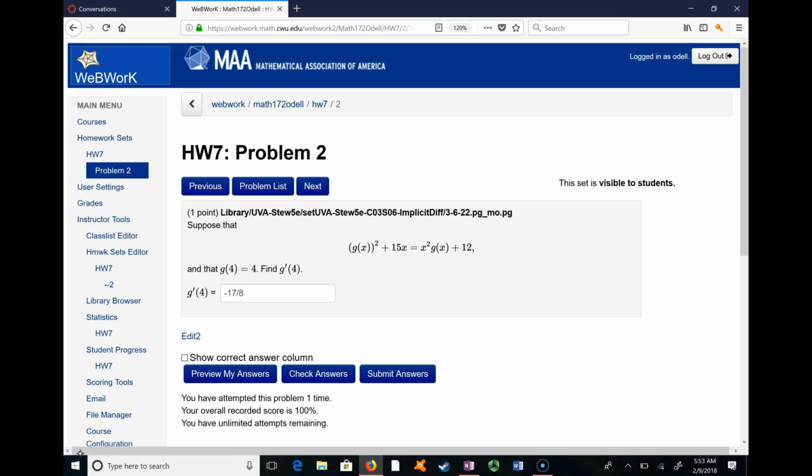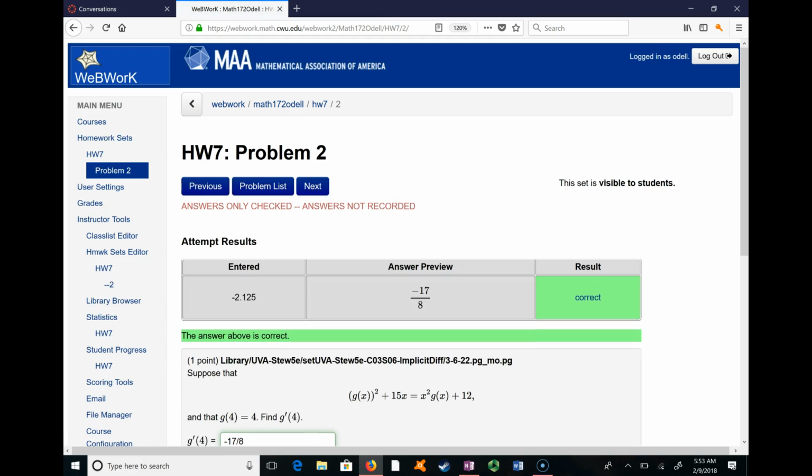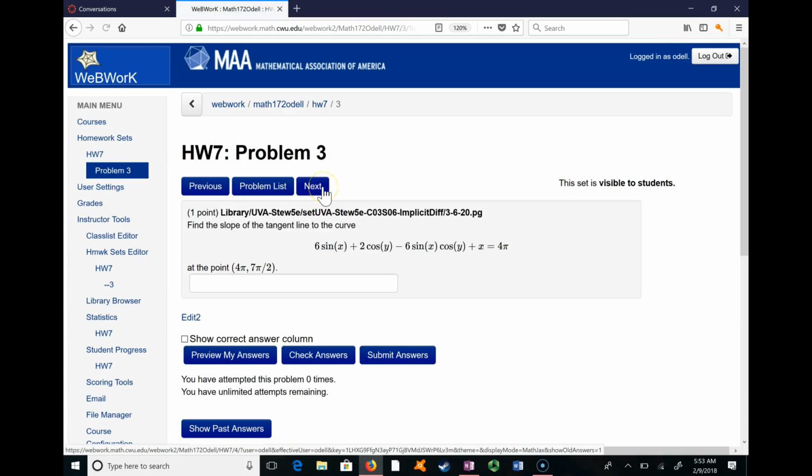And when we take a look at WeBWorK, I've actually already done this one a while ago, so you can see the answer is in there. Yep, it's correct. Okay, so there's a couple of implicit differentiation ones. We could probably do this one. We'll do one more. Okay, so here we go.